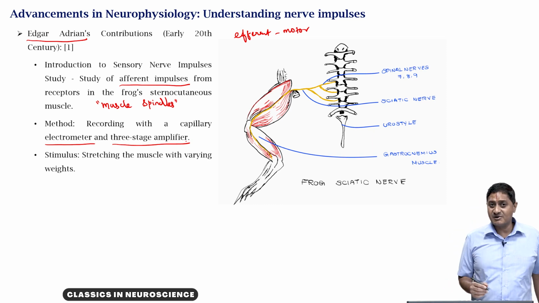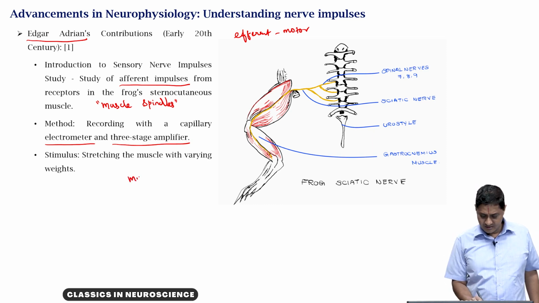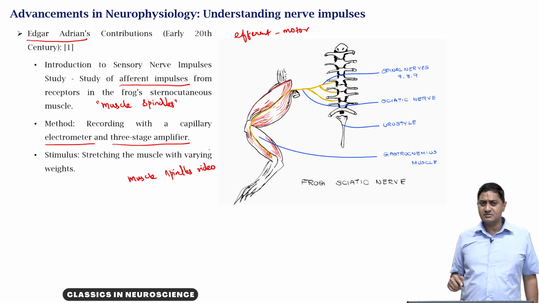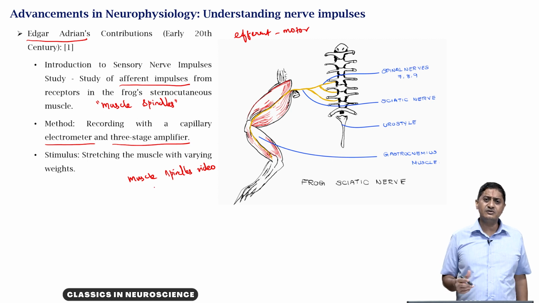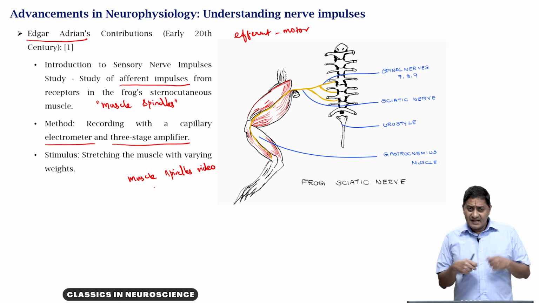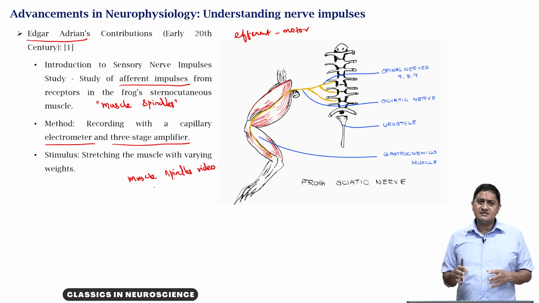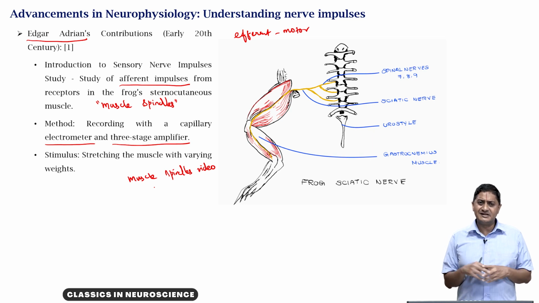The exact mechanism of how muscle spindles work, I will share a video with you. Muscle spindles video. Beyond the scope of the current discussion, those who are interested can check that video from the neuroscience of human movements course. It turns out that as the length of the stretch increases, the output from the muscle spindle increases.